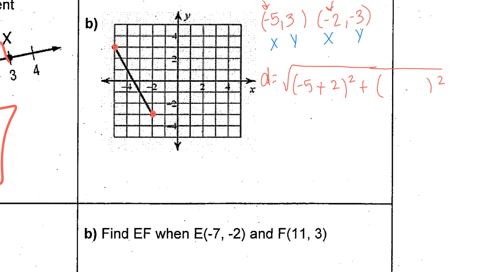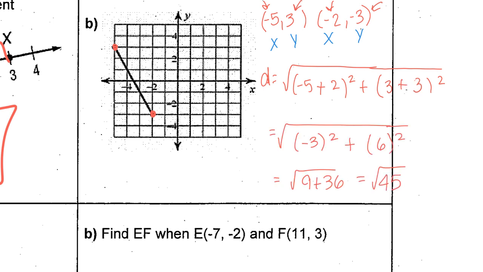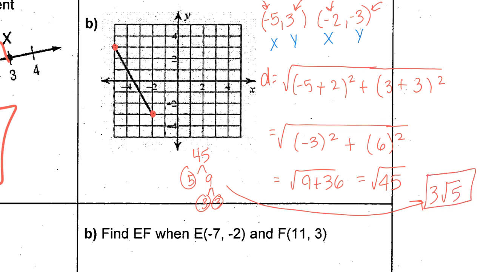Now we're going to do y minus the other y. So we have 3 minus the other y, which is a negative 3. So same thing here, we have minus a negative, which is going to become a plus. So I got the square root of 45, but then when I simplified that, I get 3 square root of 5. That is my final answer. So the distance between those 2 points is 3 square root of 5.